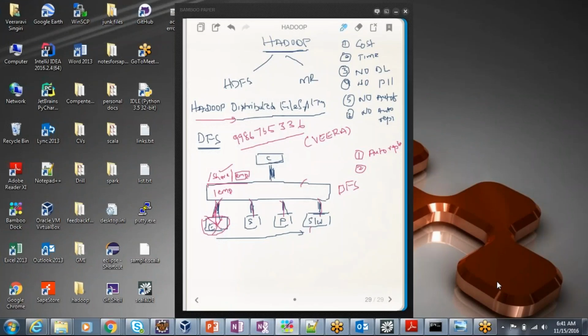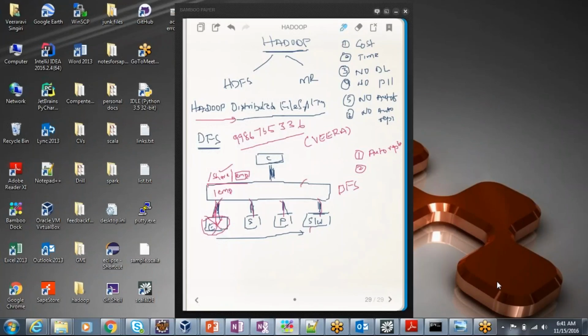DFS means distributed file system, where the data will be distributed across multiple machines. Each machine will have a specific type of data. A very simple example is a shared drive.